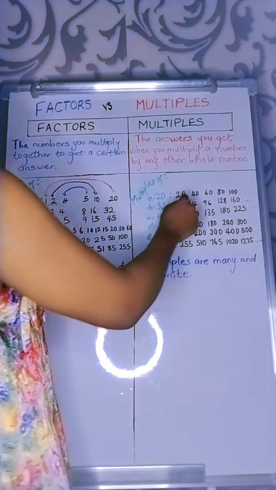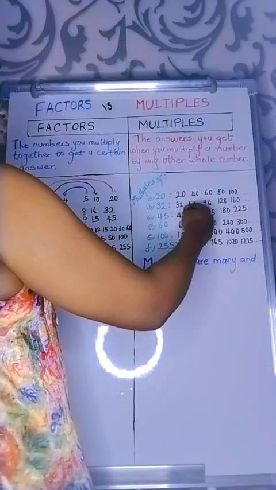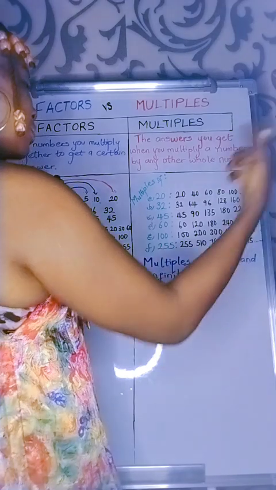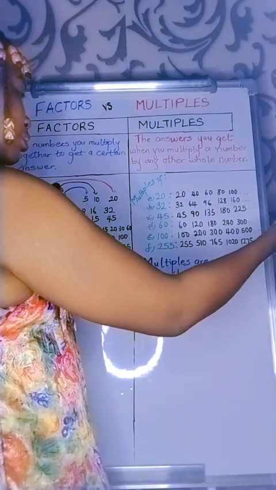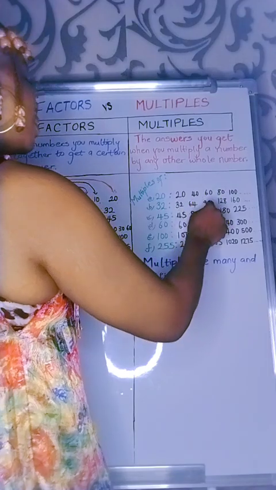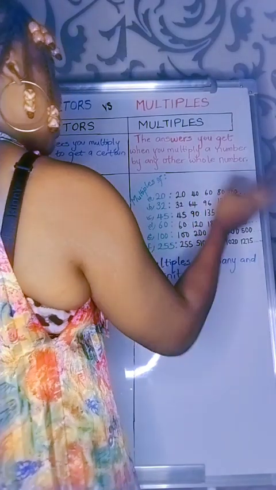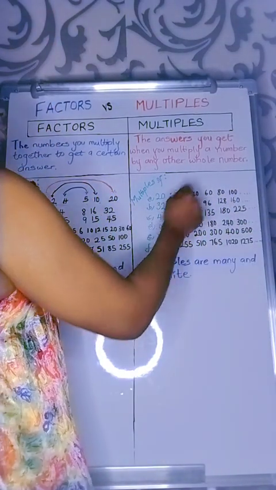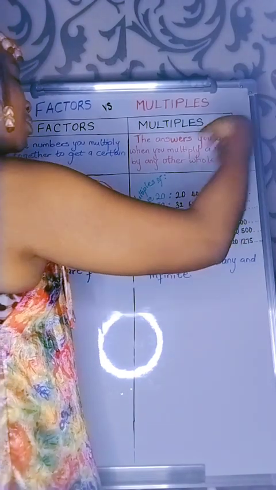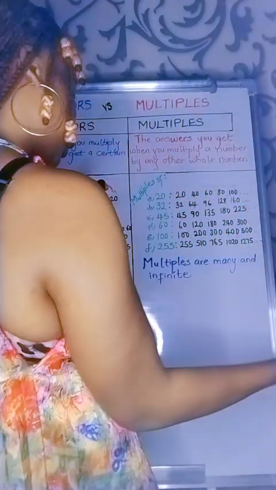So for the multiples, multiples are simply just adding those numbers, adding it, and you are getting the product. So 32, adding 32 is 64. Adding 32 again is what? 96. So what are the multiples of 32? 32, 64, 96, 128, 160. When you continue, 192 and so on.